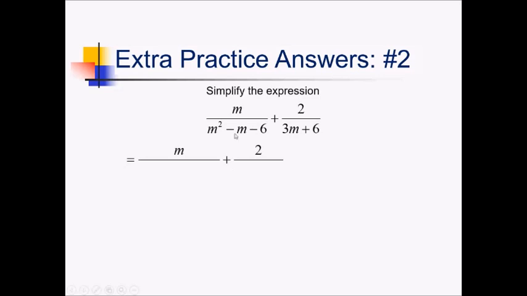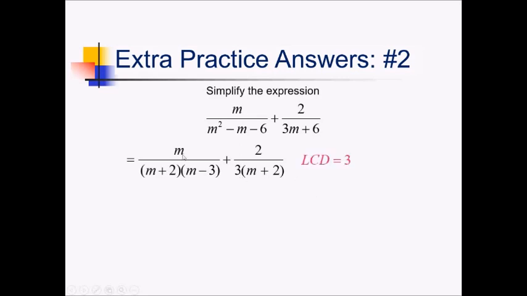So for this first one here, I need factors of negative 6 that add up to negative 1. Well, there's not a lot of choices. We've got 1 and 6, which doesn't work. We also have 2 and 3. If I had positive 2 and negative 3, that would add up to negative 1. So let me write m plus 2, m minus 3. Now for the second denominator, I can just take a 3 out of that, leaving me with an m plus 2.